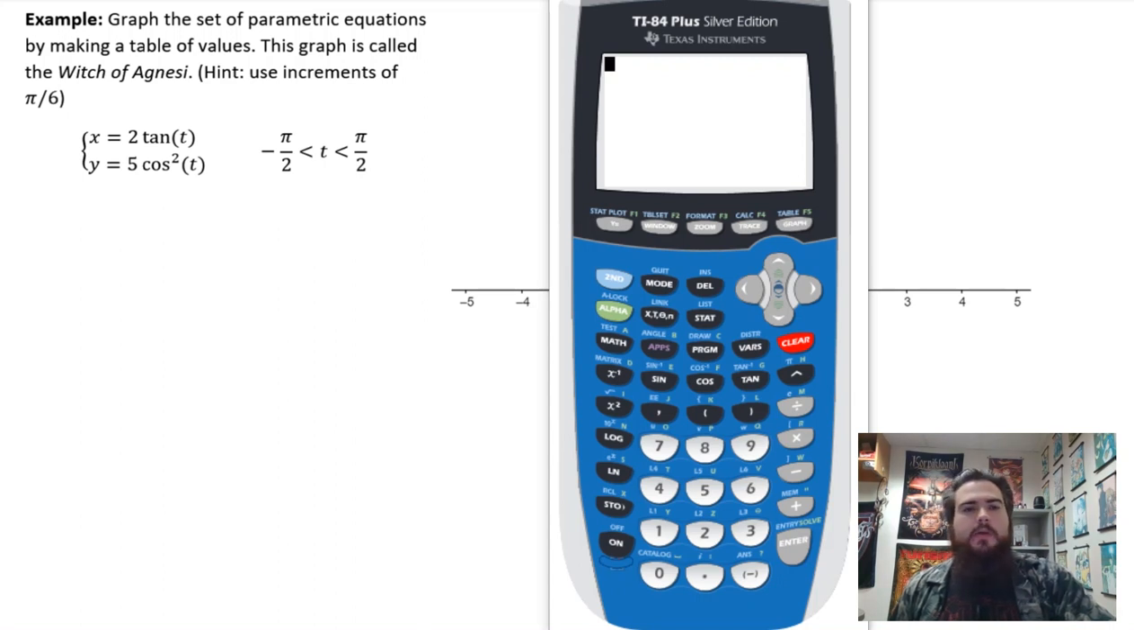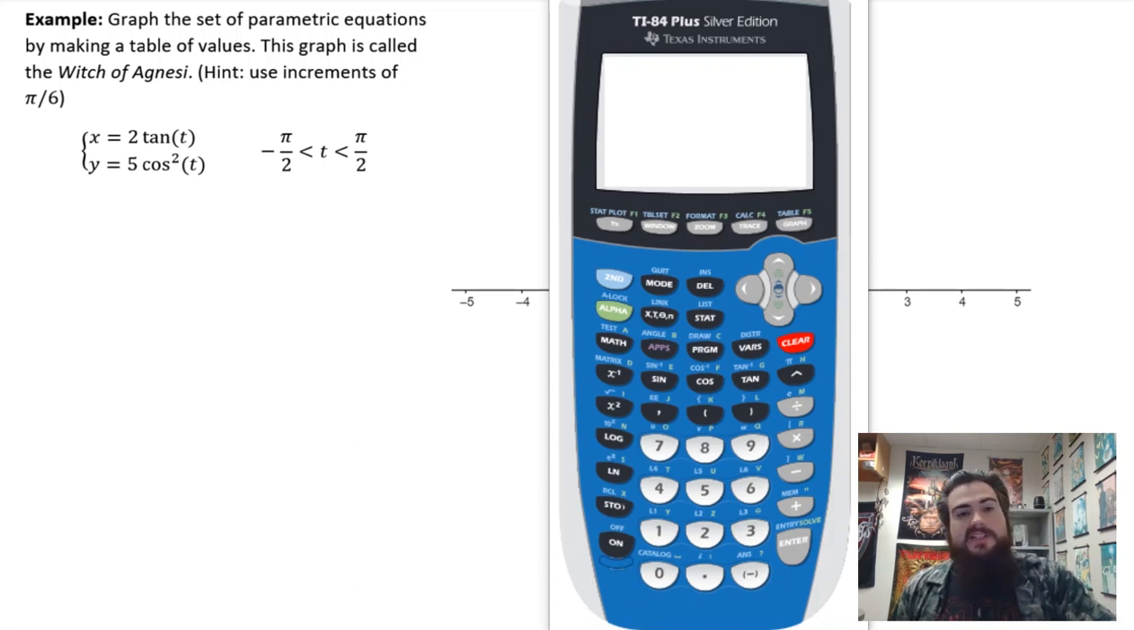In this example, we are tasked to graph the set of parametric equations by making a table of values. The graph that we will be creating is called the Witch of Agnesi, which comes from a mistranslation of an Italian word and from the Italian mathematician Maria Agnesi.